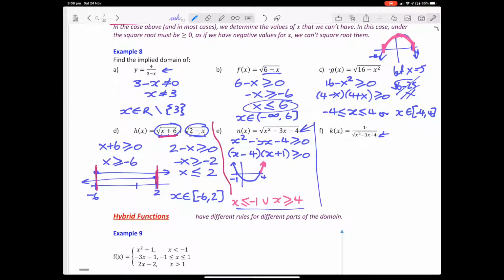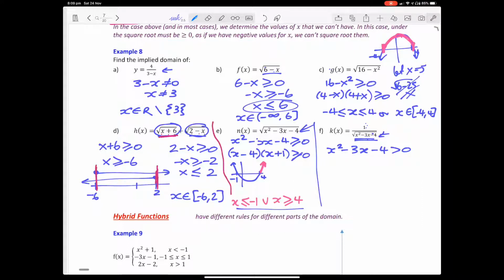Now if you look here, this function here and this function here, they're exactly the same, except here I've got 1 on. So the significance of having 1 on is we know that here it had to be greater than or equal to 0. But in this case here, because it's 1 on, it has to be greater than 0. Because if the bottom was 0, if you square root 0, you get 0. You can't divide by 0. So x squared minus 3x minus 4 has to be greater than 0.